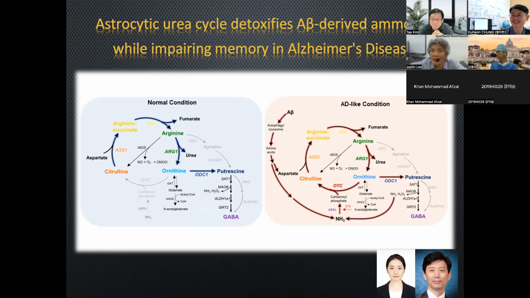So the question: it sounds like neuroinflammation is important. How does the astrocyte play a role in various diseases, including AD, Parkinson's, etc.? Can this be the key treatment for those diseases? The answer is yes. We have tested the same drug in a Parkinson's disease model, and it's very effective.